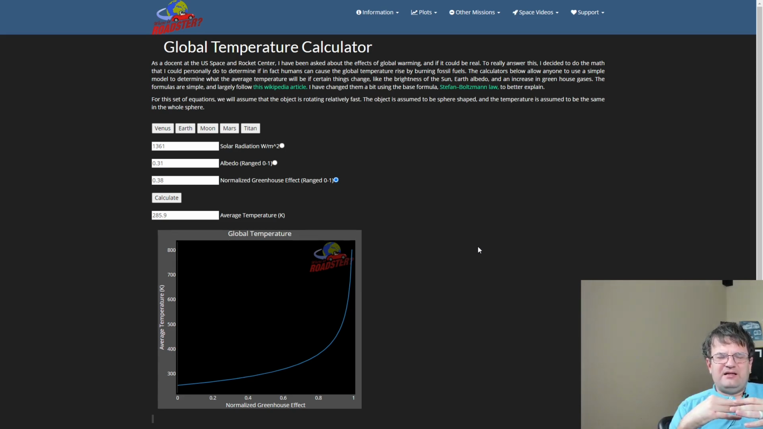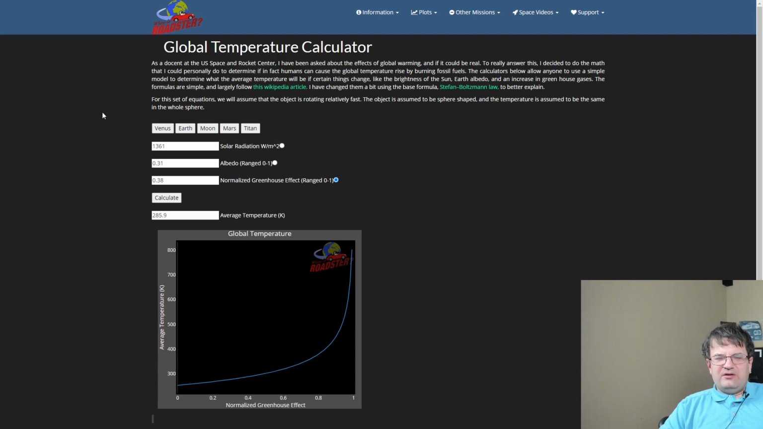The CO2 levels have increased by about 40% roughly, and we have seen the rise in temperature to be about a degree. So that's about how much the normalized greenhouse effect has changed based on the CO2 that has been emitted since the start of the Industrial Revolution.